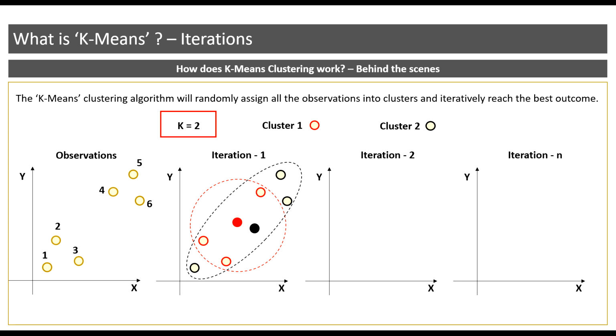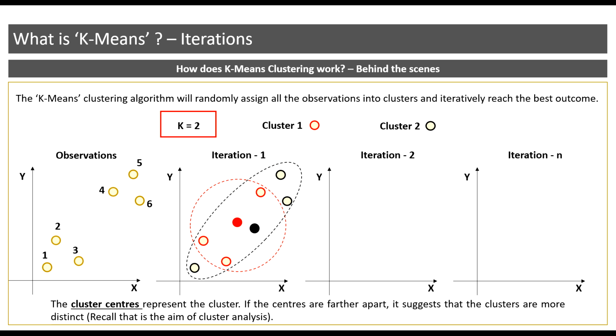Now recall that the cluster centers are representative of the observations in a particular cluster. In the introduction to cluster analysis video, I had mentioned that one of the main objectives of cluster analysis is to ensure that the cluster centers are as far apart as possible. Therefore, in iteration 1, we see that the clusters are overlapping as the centers are not far apart as such. Hence, the k-means clustering algorithm will move on to the next iteration.